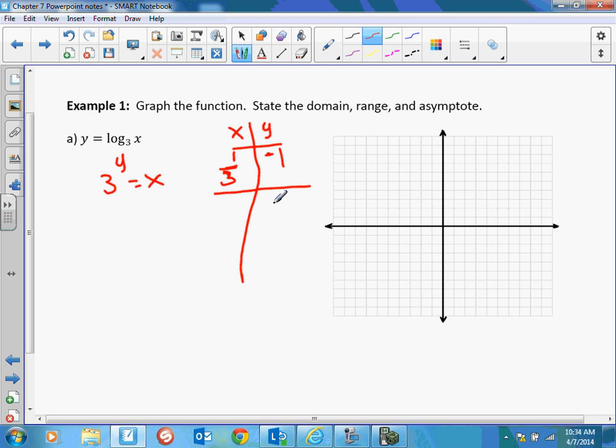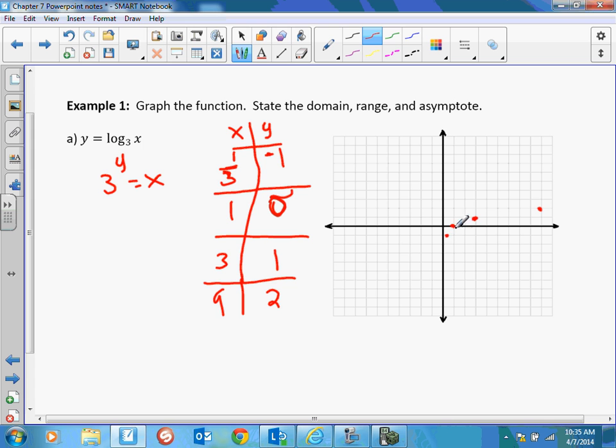Let's do 0. 0 is the easy one because anything to the 0 power is 1. 3 to the 0 power is 1, okay? Then we go to the next one, which is 1. 3 to the first power is 3. And then we go to the next one, and 3 squared is 9. And you only need about 3 of them, but 4 sounds good right about now. So we could graph these points. We got 1/3, -1, be about right here. We have 1, 0, 3, 1, and 9, 2.